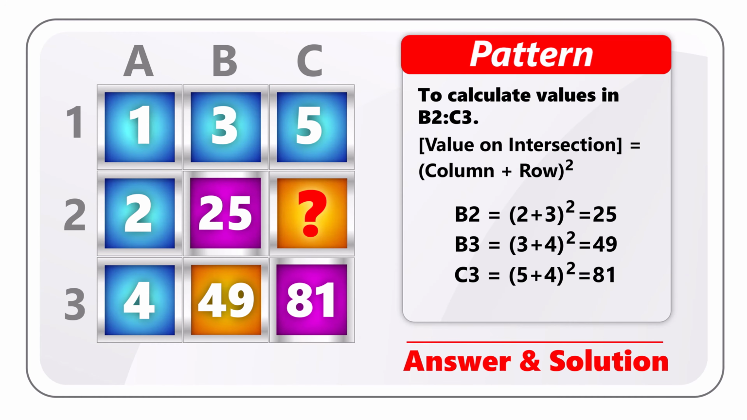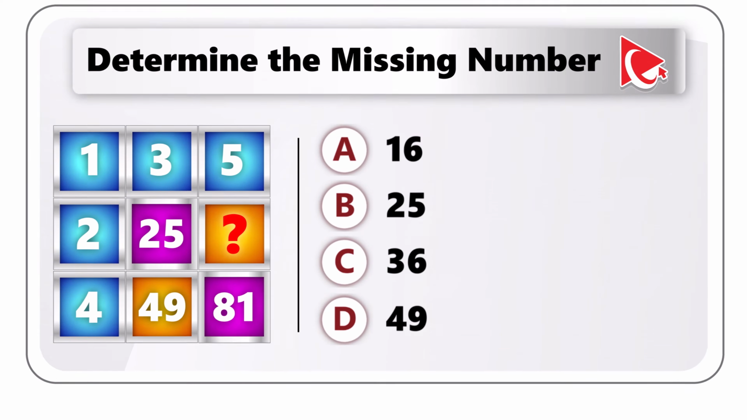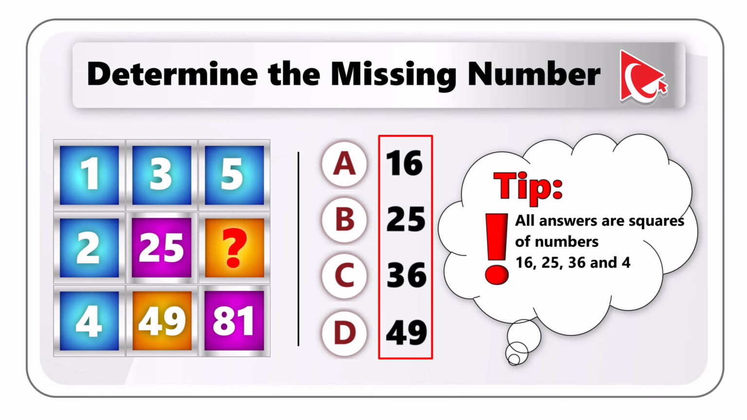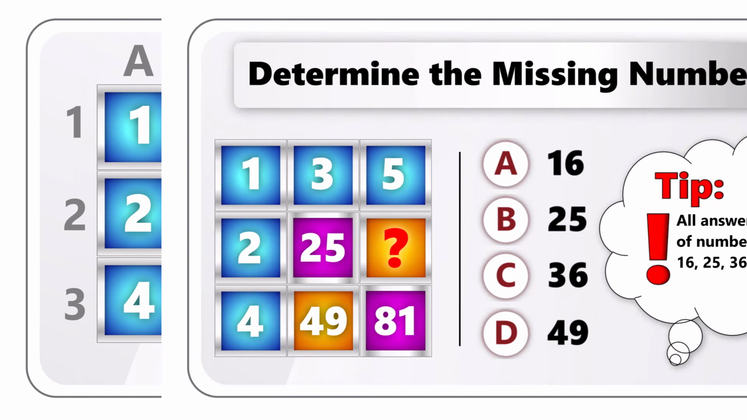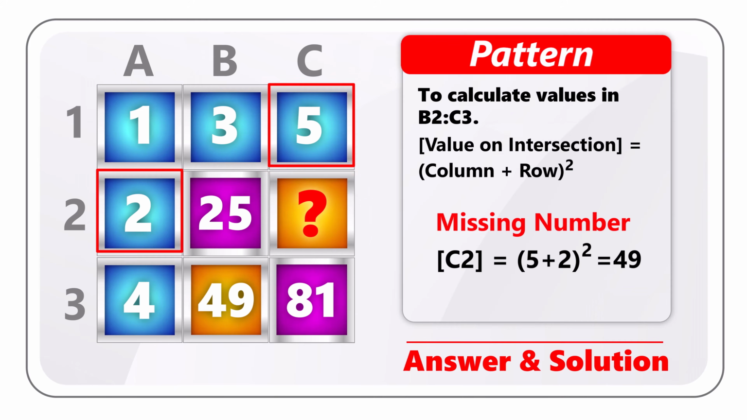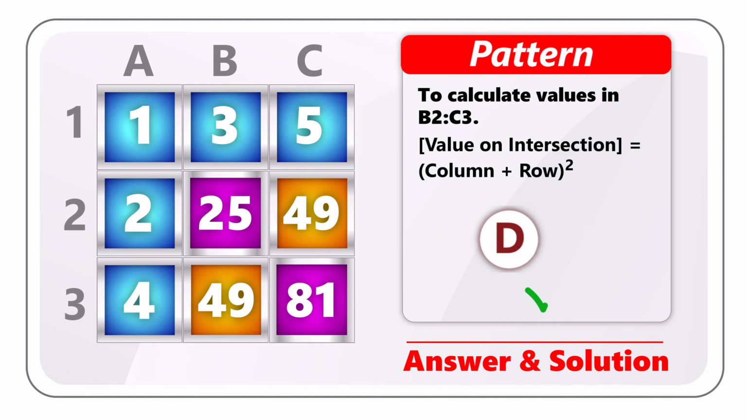Let me give you a tip on how you can solve these types of challenges on your own. Take a look at the original question and take a look at the answers. If you look closely, all answers are squares of numbers. The values for choices A through D are 16, 25, 36, and 49, which are squares of 4, 5, 6, and 7. So the missing value C2 is calculated as 5 plus 2 squared, which is 7 squared, which is 49. And the correct answer here is choice D, 49.